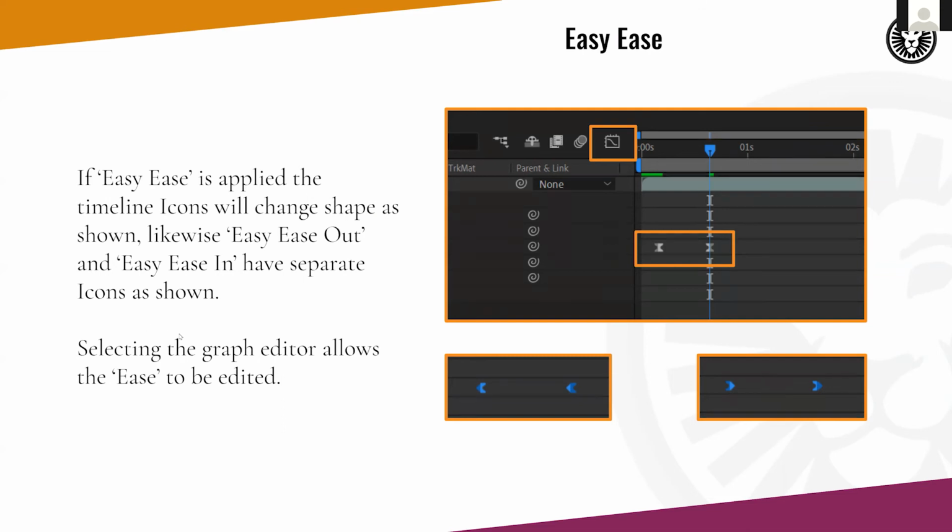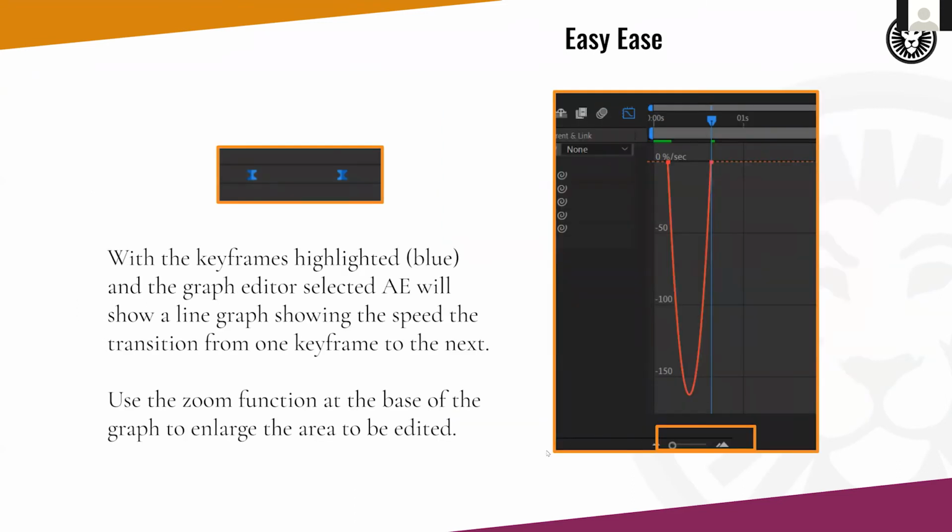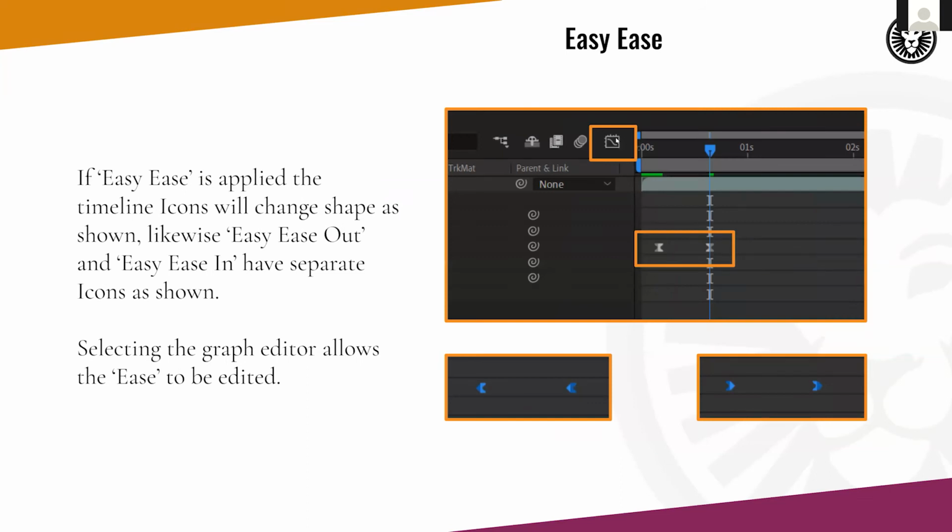And likewise, with Easy Ease In, you might want it coming in at full speed and then slowing down to end up where you want it to be. So if, let's say, you had a piece of text that's off screen at the moment, you want that to fly in, but you want it to settle nicely and slowly into place. You would use Easy Ease In, and it would basically start at full speed and then slow down as it reaches the final keyframe.